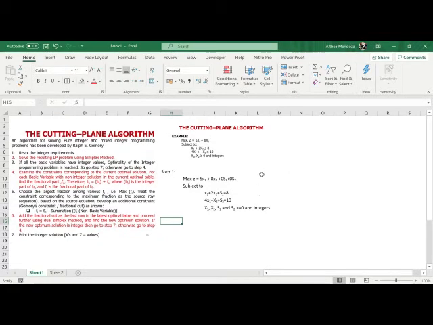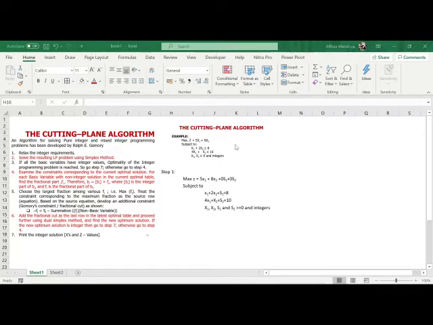Hi everyone, we would be trying to solve this example problem using the cutting plane algorithm. So we are now on integer programming, but basically the process is the same as linear programming, with just a little tweak. Okay, so let's start by following these steps for the cutting plane algorithm.